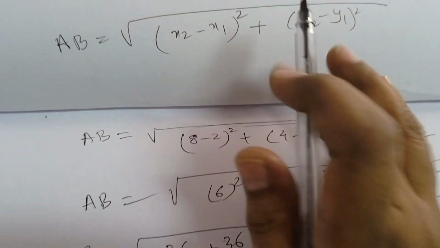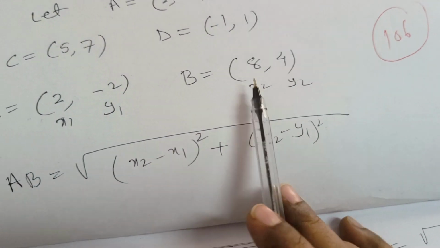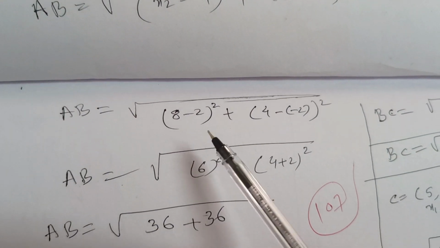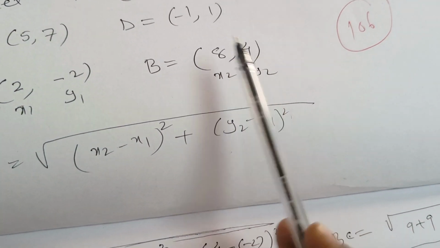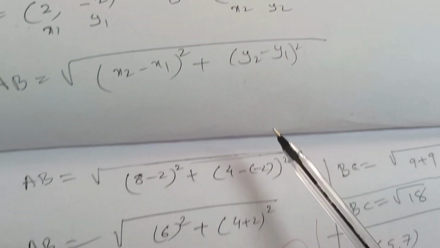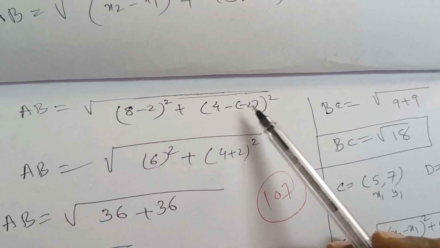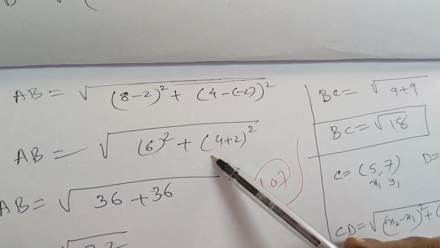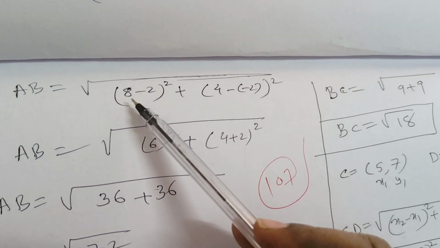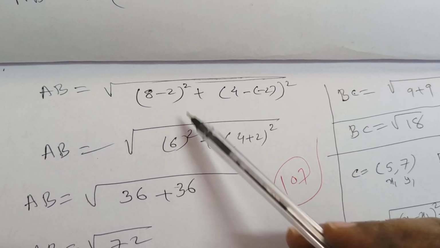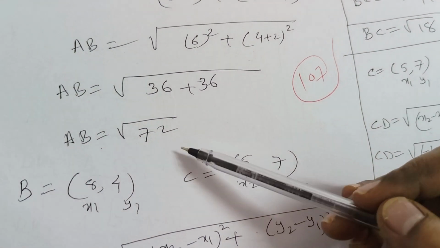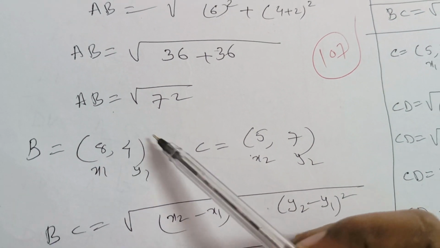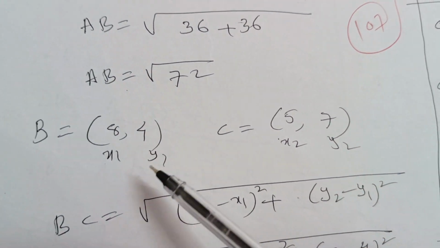AB is equal to square root of x2 is 8, x1 is 2. So this is 8 minus 2 whole square plus y2 is 4, y1 is minus 2. So 4 minus minus 2. Minus into minus becomes plus. 4 plus 2 is 6 whole square. And this is also 8 minus 2 is 6 whole square. 36 plus 36 becomes 72. AB is equal to square root of 72.